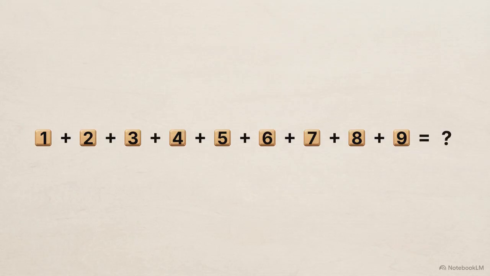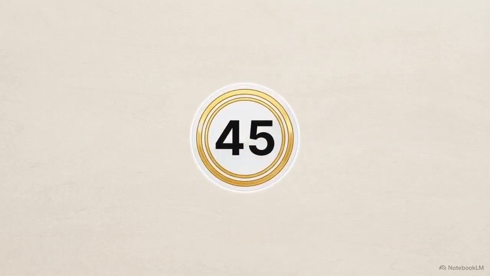Let's start with a simple calculation. If you take the numbers 1 through 9 and add them all together in a single line, what is the total? The sum is 45. This single number represents the total value we have to work with.